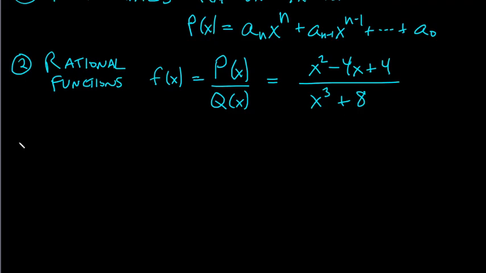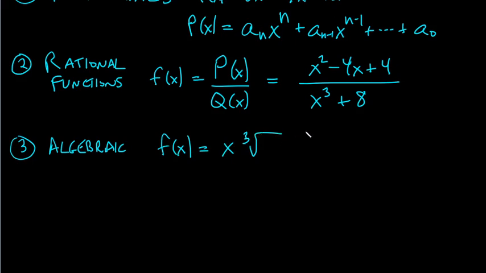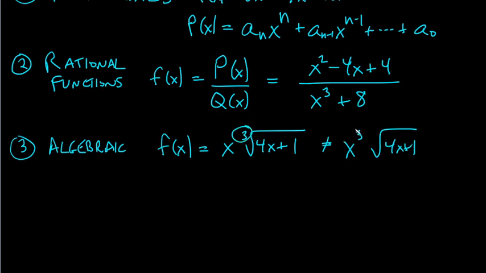Right? So this is a typical rational function. And then you have the more general algebraic functions. Right? So these could involve things like square roots or cube roots. So I might have x times the cube root of 4x plus 1. Yeah, so be careful you don't write this sloppy, because it could look like x cubed times the square root of 4x plus 1 if you put the 3 in the wrong place. So these are both algebraic functions, but be careful where you put the 3.